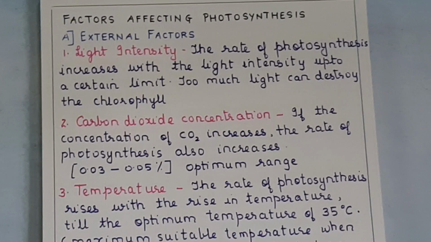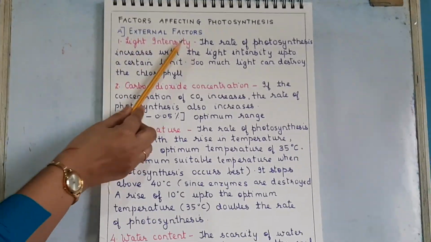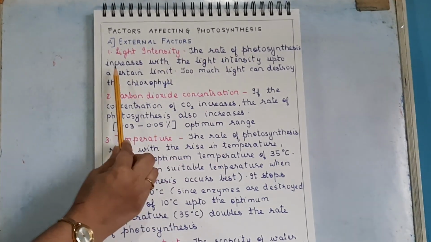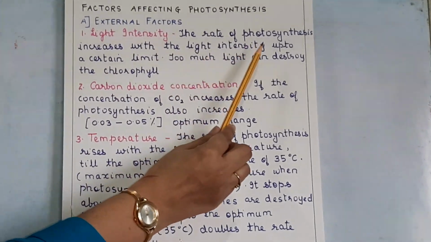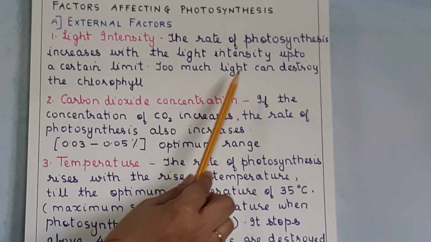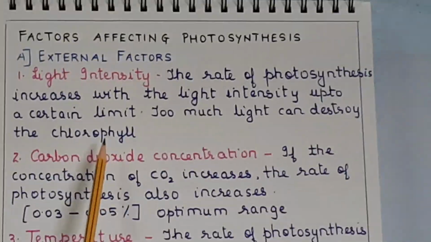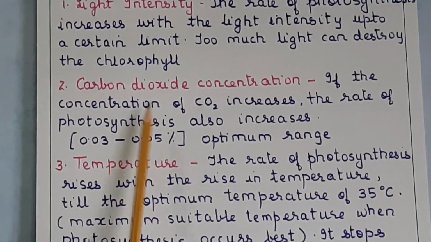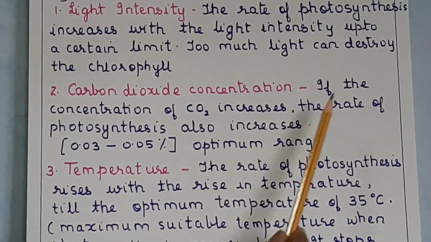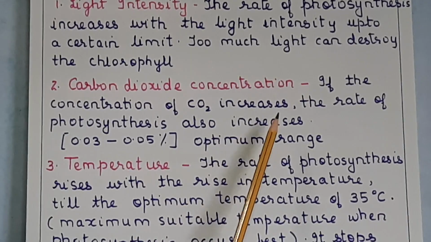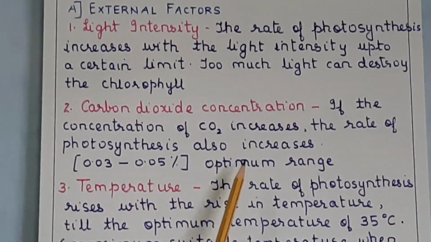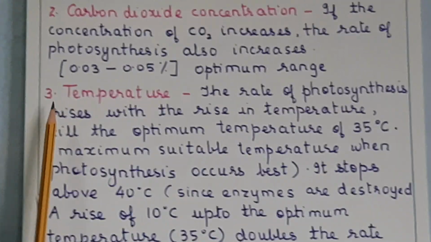Now just let us have a look at them. External factors: light intensity. The rate of photosynthesis increases with the light intensity up to a certain limit. Too much light can destroy chlorophyll. Next is carbon dioxide concentration. If the concentration of carbon dioxide increases, the rate of photosynthesis also increases, but this is the optimum range, 0.03 to 0.05%.